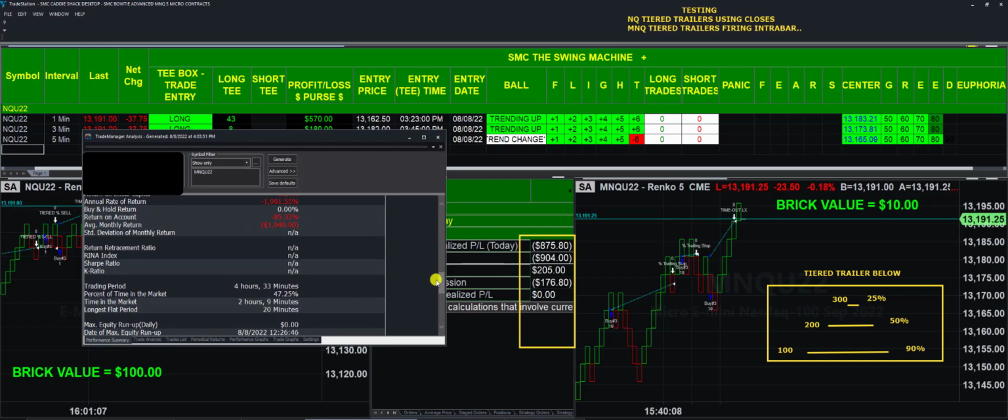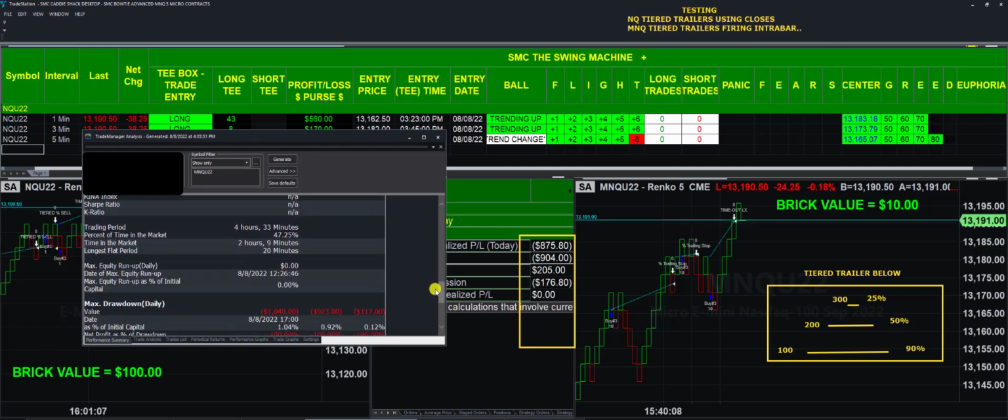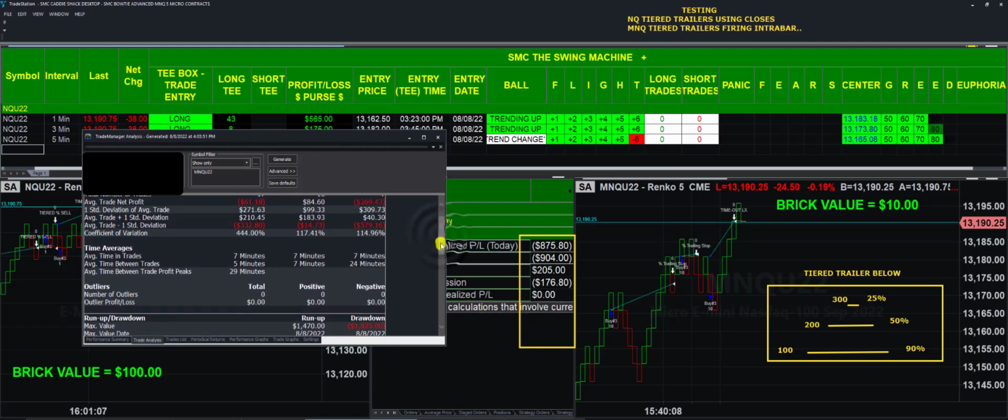Trading period, 4 hours, 33 minutes. Time in the market, 47%. So it was in the market a little bit longer on average. Let's look at the other trade analysis. Average time in trades on this side was 6 minutes. I would have thought it would have been longer. This side was 7 minutes. It was longer over here, at least it was for this afternoon.